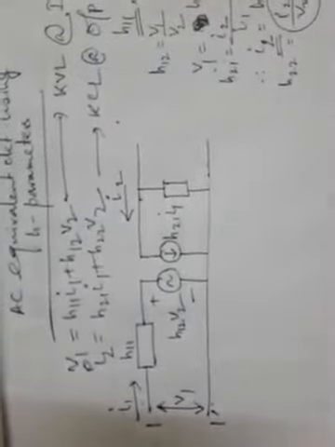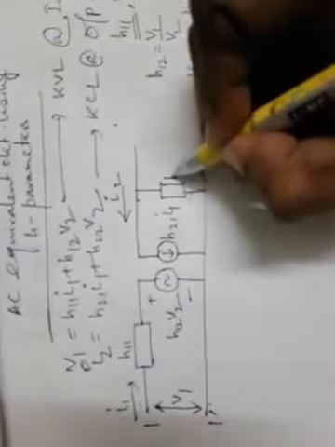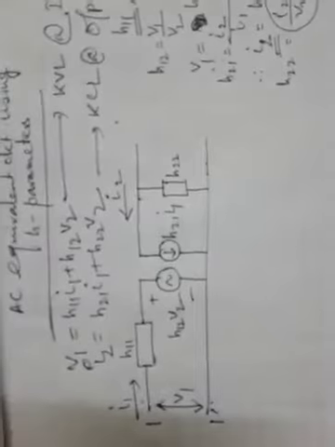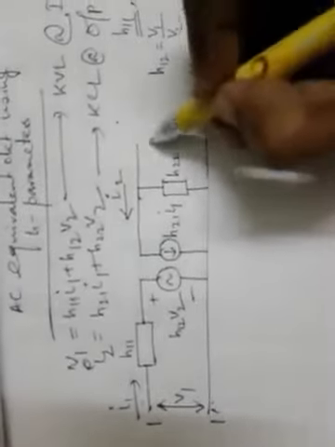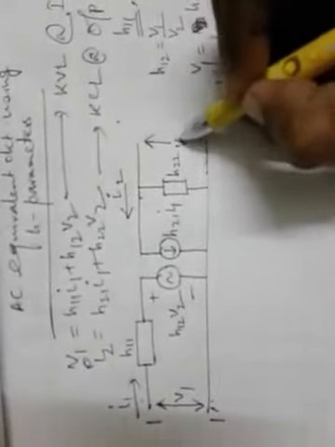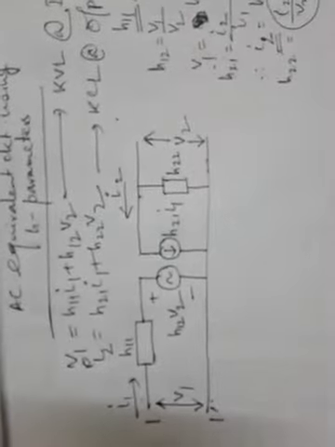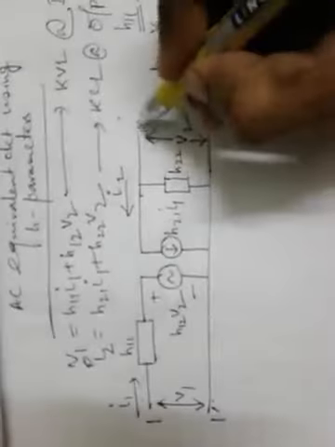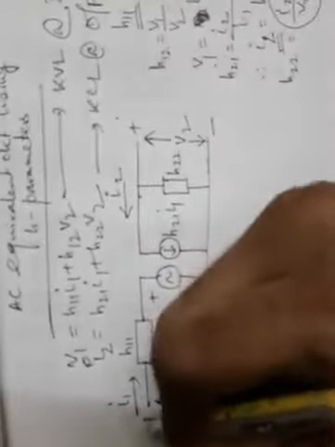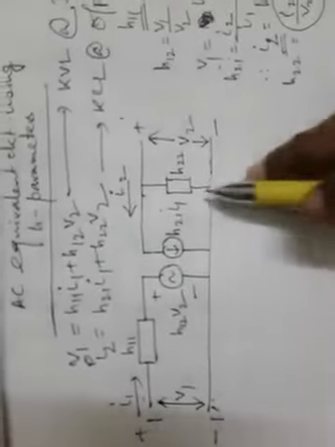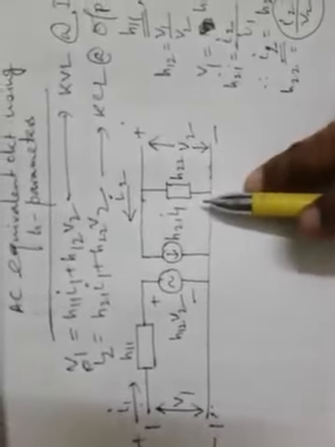like this. So this is the output admittance having value H22, and across this H22 how much is the voltage measured? V2, which is the output port voltage. So this should be the output loop or output circuit based on this equation.